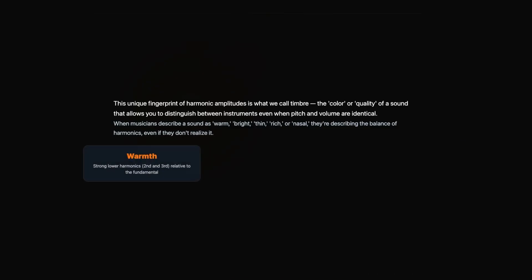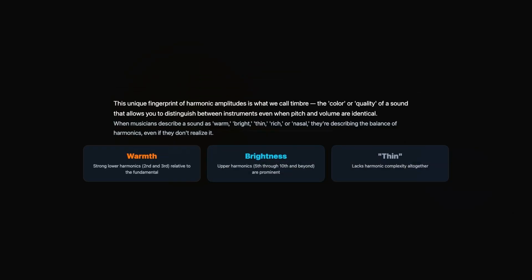This unique fingerprint of harmonic amplitudes is what we call timbre, the color or quality of a sound that allows you to distinguish between instruments even when pitch and volume are identical. When musicians describe a sound as warm, bright, thin, rich, or nasal, they're describing the balance of harmonics even if they don't realize it. Warmth typically comes from strong lower harmonics, second and third, relative to the fundamental. Brightness emerges when upper harmonics, 5th through 10th and beyond, are prominent. A thin sound often lacks harmonic complexity altogether.